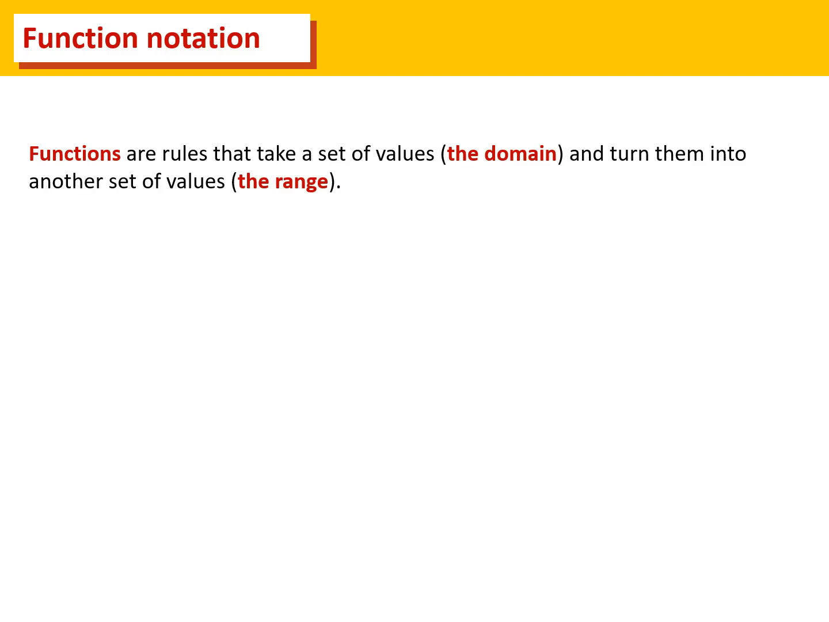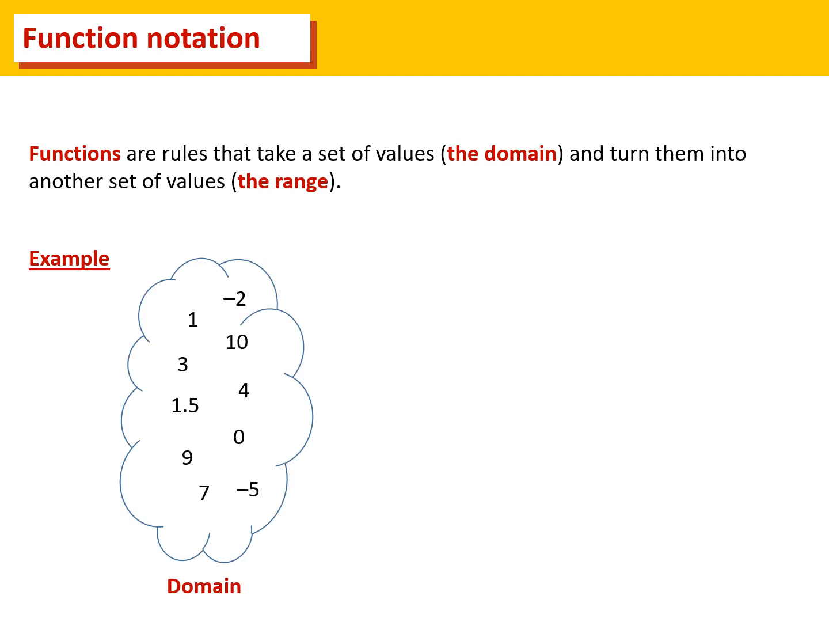So functions are rules that take a set of values called the domain or inputs and turn them into another set of values which we call the range or output. So here's an example. There's our starting values, those are the inputs, that's the domain, and we're going to turn those set of numbers into another set of numbers which we call the range.